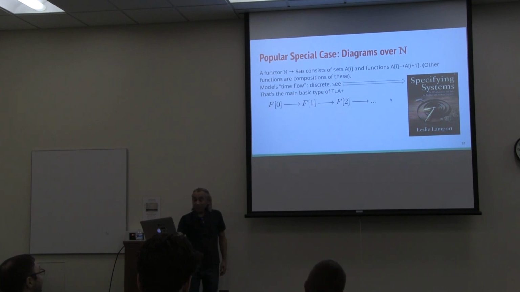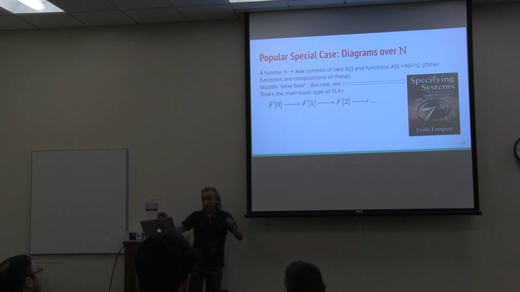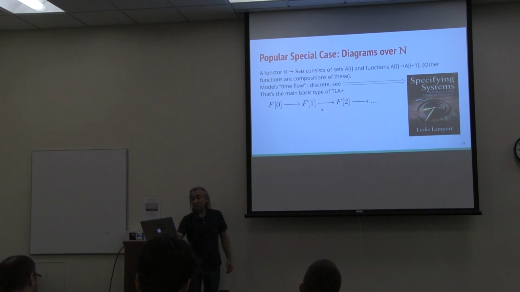So the main category represents some kind of view of time, like time 0, creation time, time 1, the first day or whatever. And we have sets that are changing with time. And this is exactly a diagram over natural numbers. So I believe the whole book is the study of these diagrams, of this specific topos.